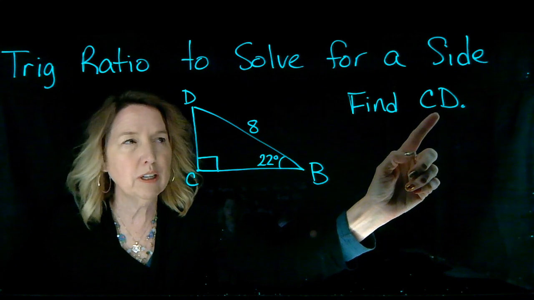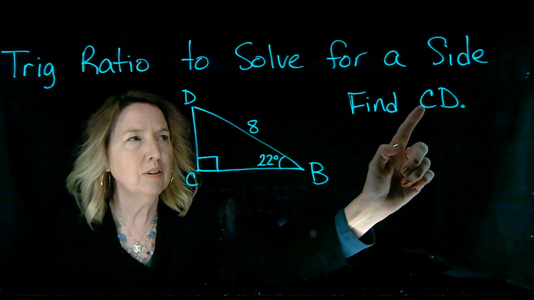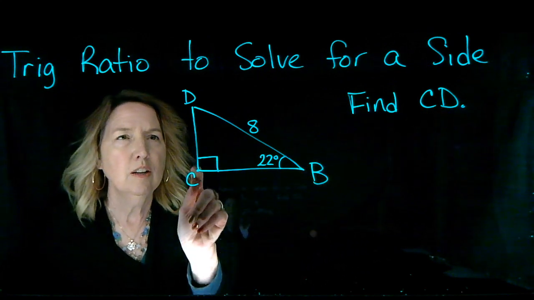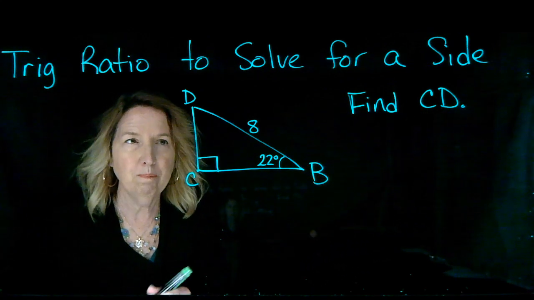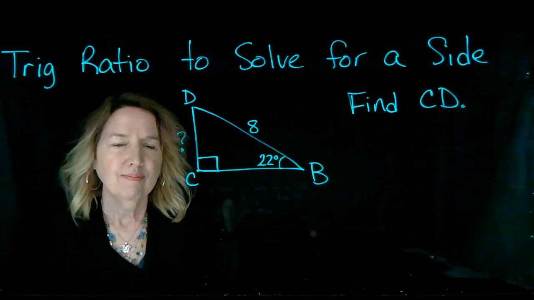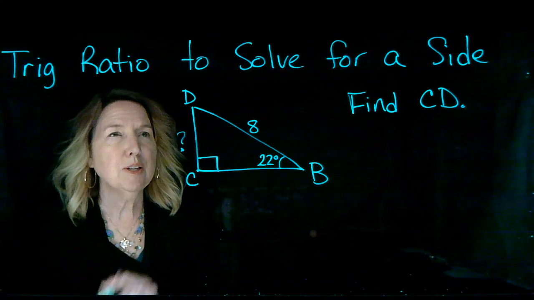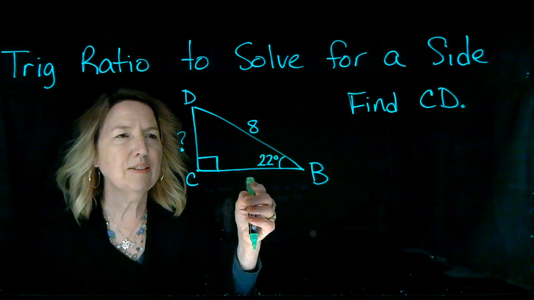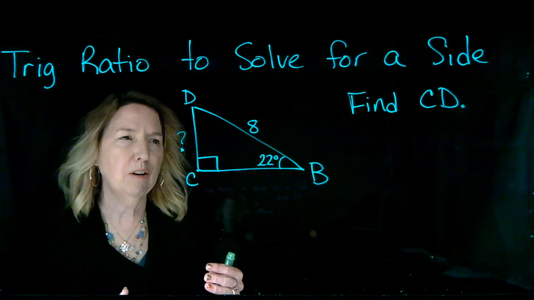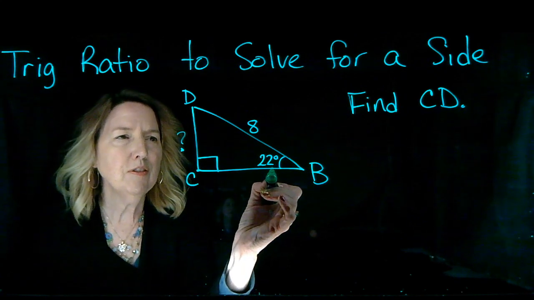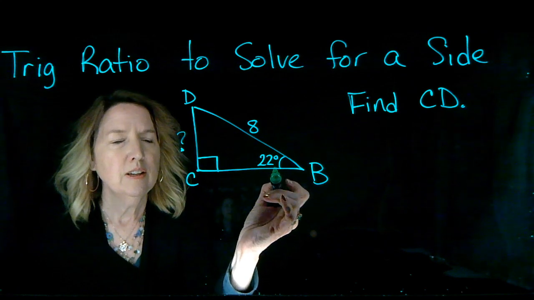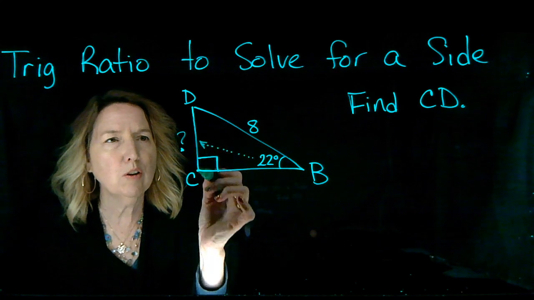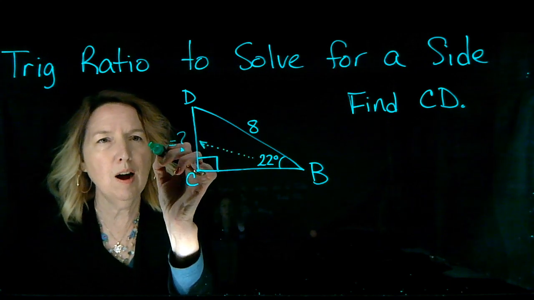In geometry and trigonometry, whenever they use capital letters together like CD, it means the length from C to D. So they're asking for this side right here. Well, they've given you a hint because we know the topic is using trig ratios. So let's identify which trig ratio we might be using. If this is our angle of reference, let's label the side that they're asking for. It's all the way across, so it's the opposite side.